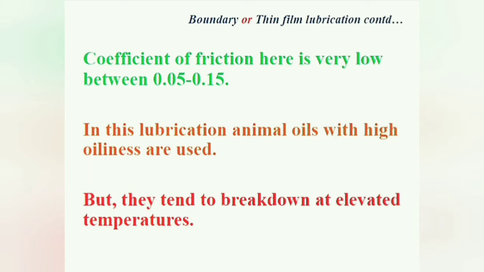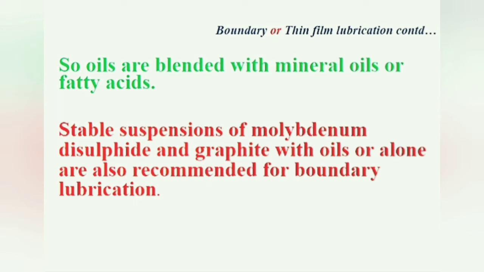In this lubrication, animal oils with high oiliness are used, but they tend to break down at elevated temperatures, that is at high temperatures at which the machine works. So, the oils are blended with mineral oils, that is the long chain hydrocarbon oils or fatty acids. Even the stable suspensions of molybdenum disulphide and graphite with oils or alone are also recommended for the boundary lubrication or thin film lubrication.